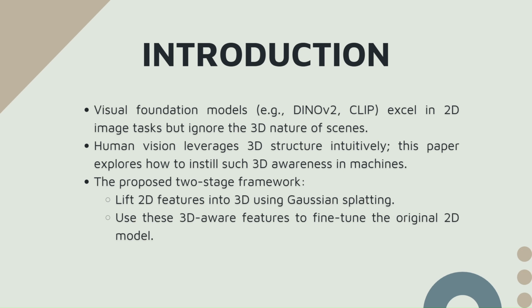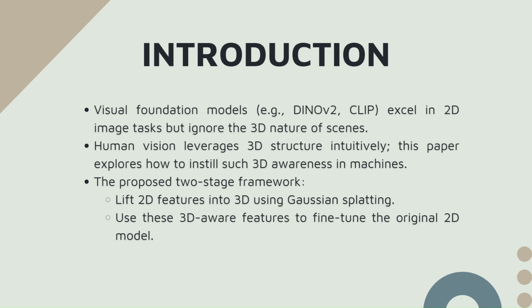Traditional 2D visual foundation models like DINOv2, CLIP, or MAE are powerful, no doubt, but they look at the world purely through a 2D lens. They don't truly understand 3D structure. When these models see images, they focus on textures, colors, and shapes in flat space, but completely ignore how things are arranged in depth.